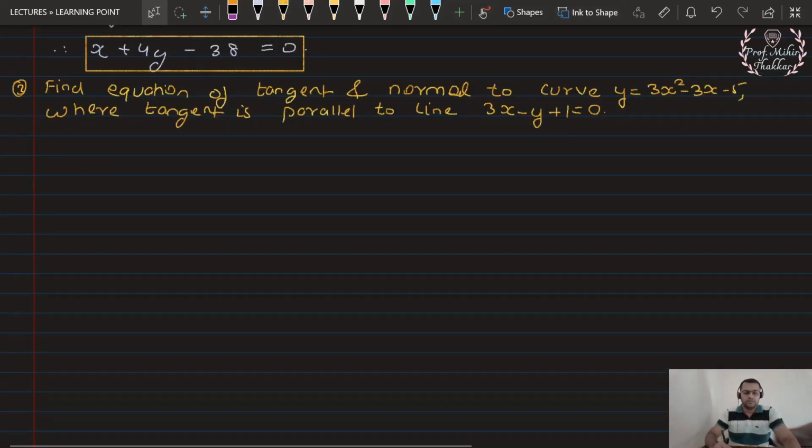So sum number 3 over there says find the equation of tangent and the normal to the curve y is equal to 3x square minus 3x minus 5, where the tangent is parallel to this particular line, whose equation is 3x minus y plus 1 is equal to 0. Once again students, let us first understand this with the help of a small diagram.